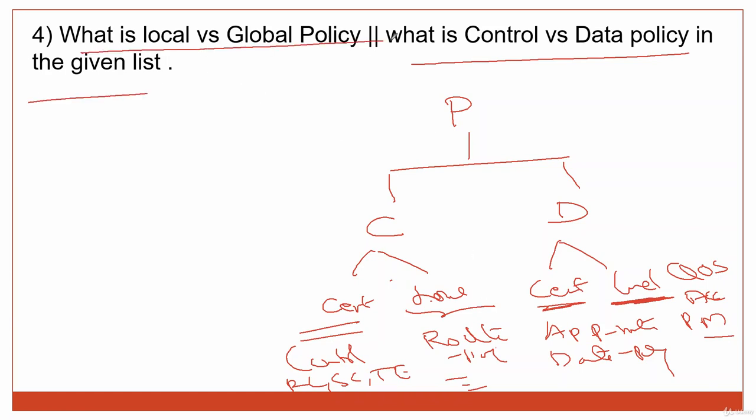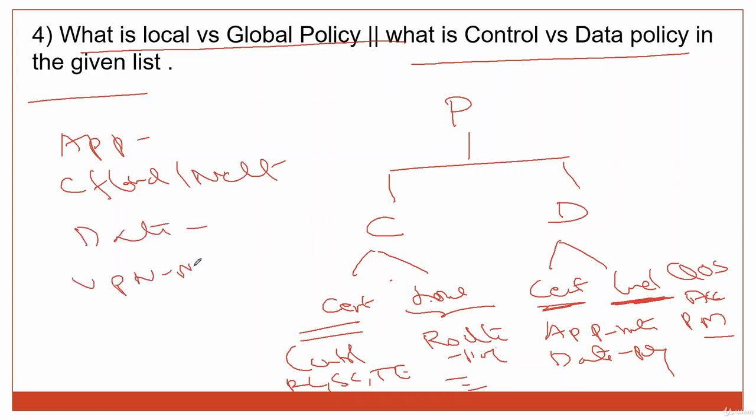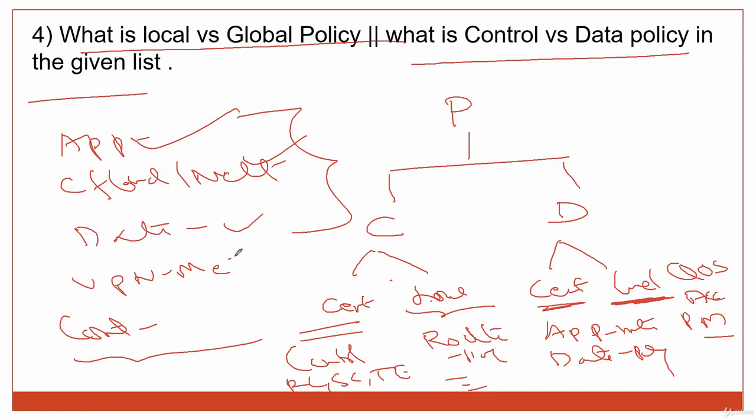We have the first portion of this question: what is control versus data policy in the given list? Suppose someone tells you, I have a list of policies like app route, cflowd or NetFlow, data policy, VPN membership policy, and control policy, and inside control policy you can define so many policies, correct? So app route, cflowd, data policy are data policies. VPN membership policy and control policies are the control policies. Okay, so that could be the answer for this question.